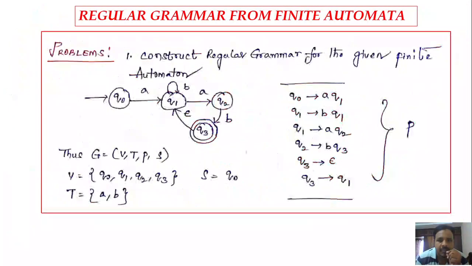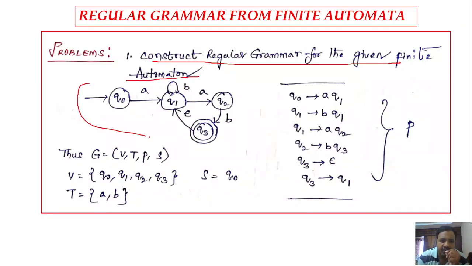Let us discuss one problem. Construct regular grammar for the given finite automaton. This is the given finite automata. You have to take each state, and from each state you have to try to write down the production. So what is the starting state in the finite automata? q0.